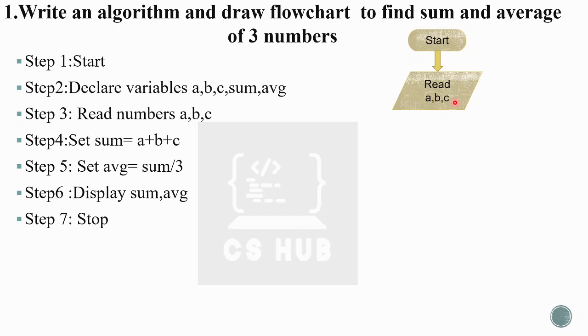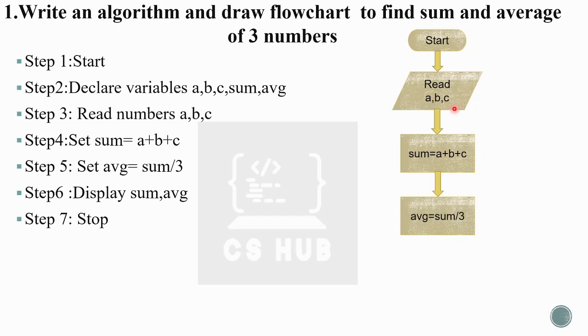That's it. The next step is to find the sum, right? Sum is equal to this A plus B plus C. Next is to find the average. AVG is equal to this sum divided by number 3. Next step is to display. Again we use a parallelogram for output. Display sum comma AVG. Last step is to stop. So this is the algorithm and this is the flowchart to find the sum and average of three numbers.